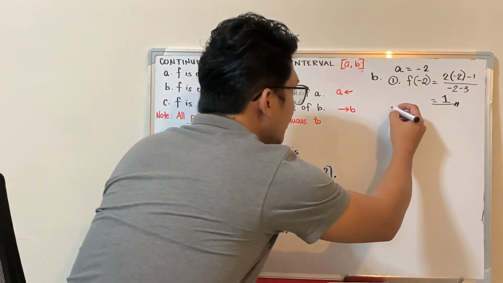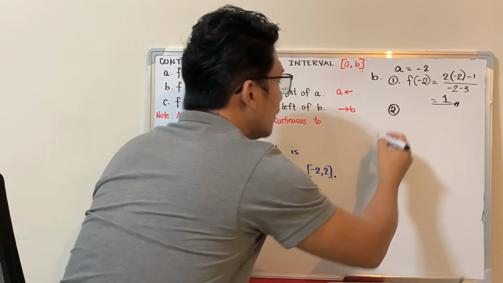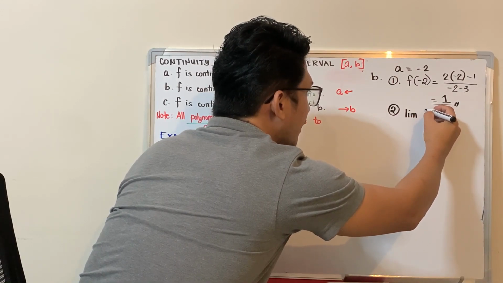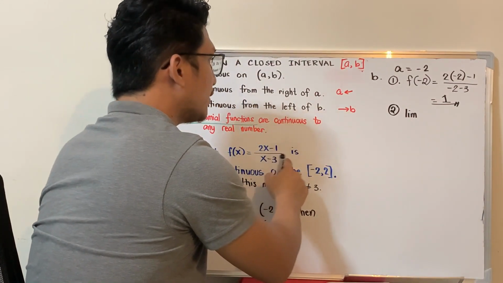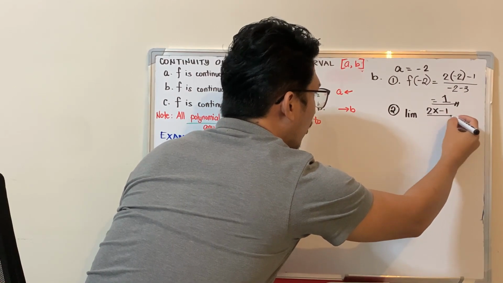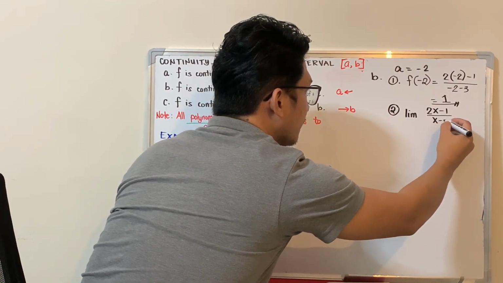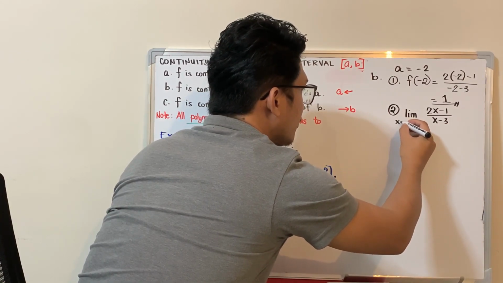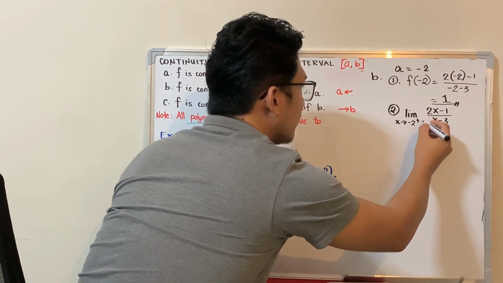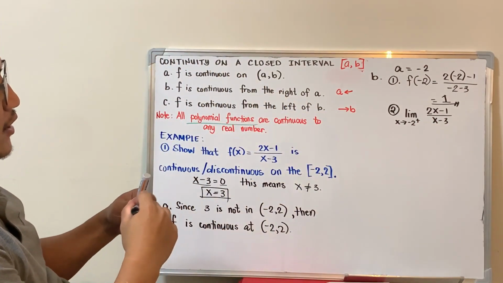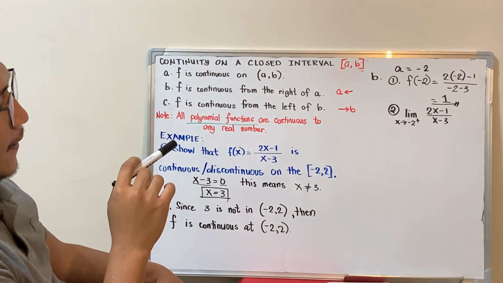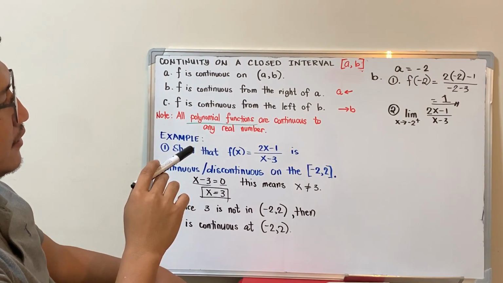Second condition: for us to say it is continuous at the number, we have to solve for the limit. The limit of f of x, the limit of the function 2x minus 1 all over x minus 3, as x approaches negative 2 from the right. We find out if your function is continuous as x approaches negative 2 from the right.